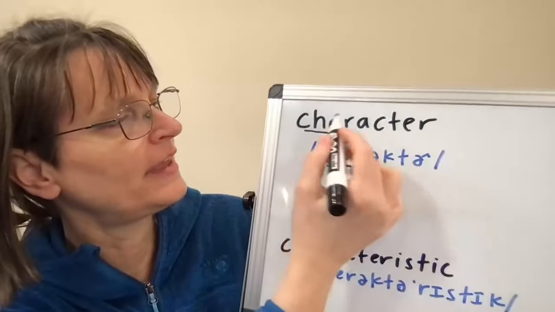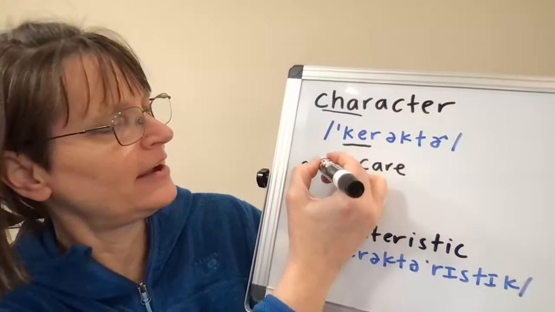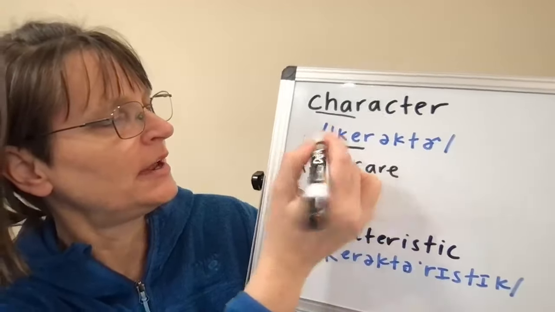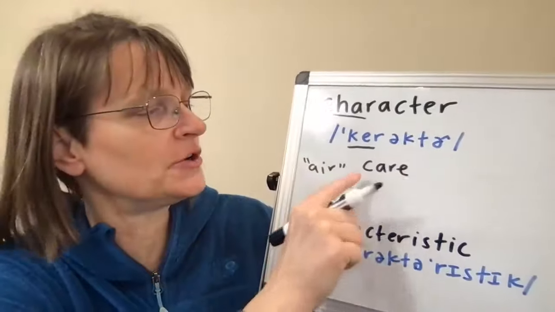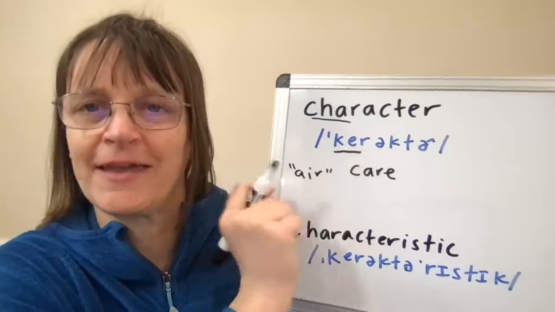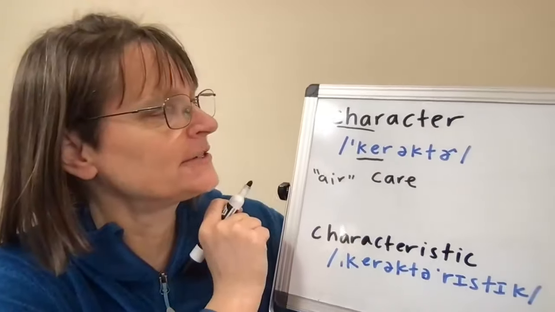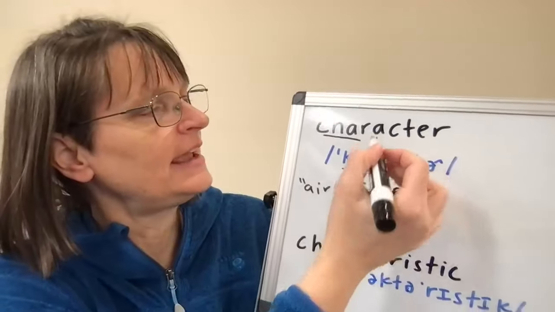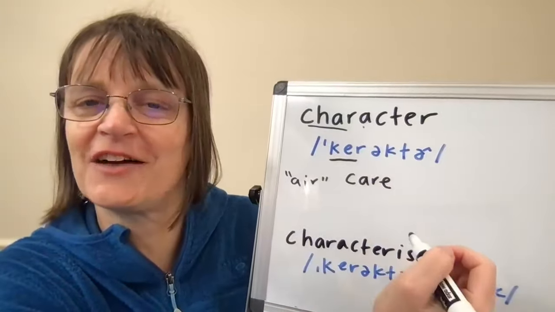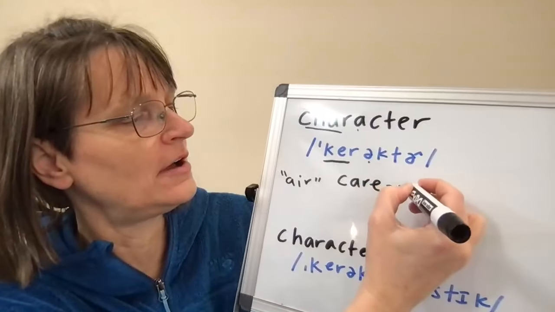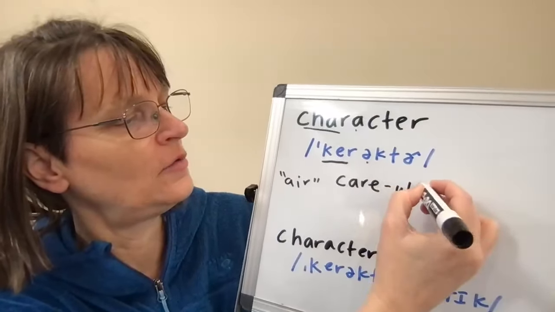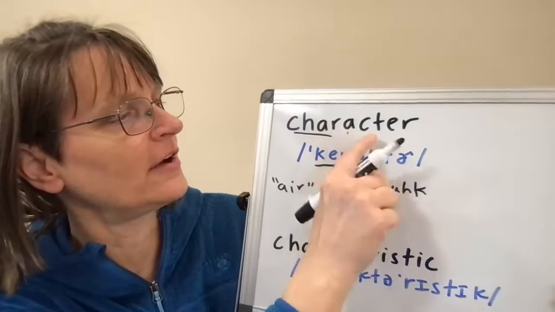The care, the AR has the air diphthong in this word. Sometimes AR can say R, sometimes it can say air, so thinking about air, care, to get that vowel sound correct. And then the second A is unstressed and just sounds like its vowel, schwa. So care, and we'll put our K sound there too, character.